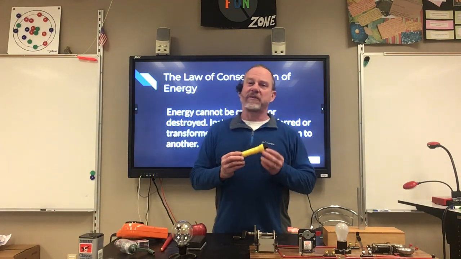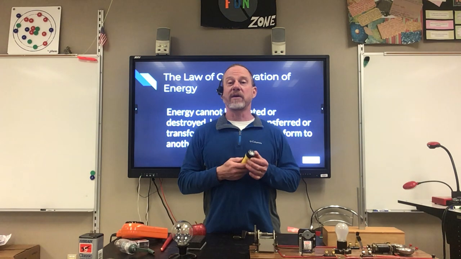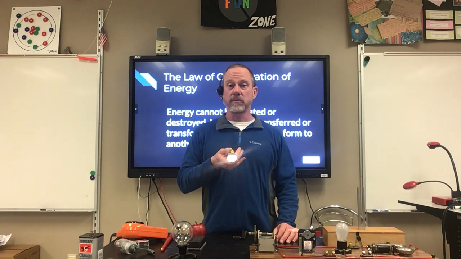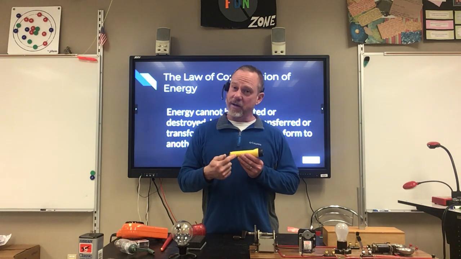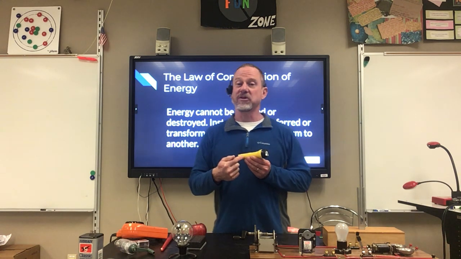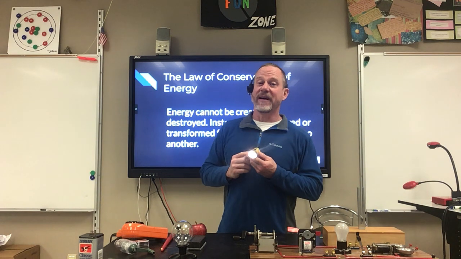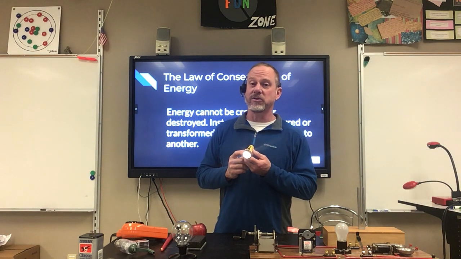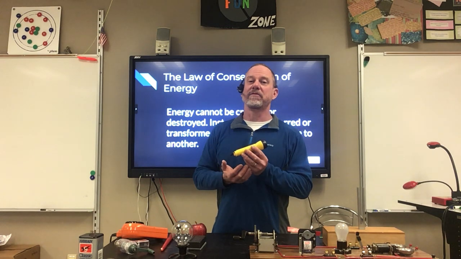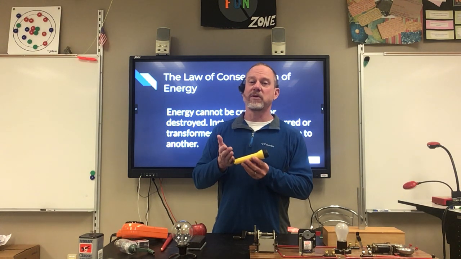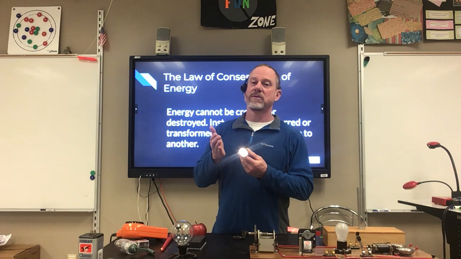So let's think about that in a flashlight. Here I've got batteries. If I turn the flashlight on, the battery takes the chemical energy, converts it to electrical energy, and then that electrical energy is used to create light energy. So I actually have three conversions here: chemical to electrical to light.